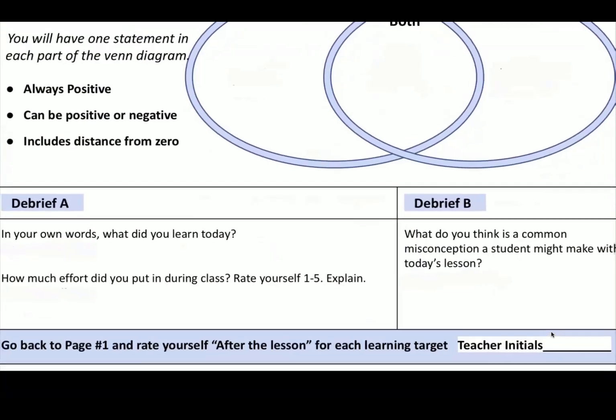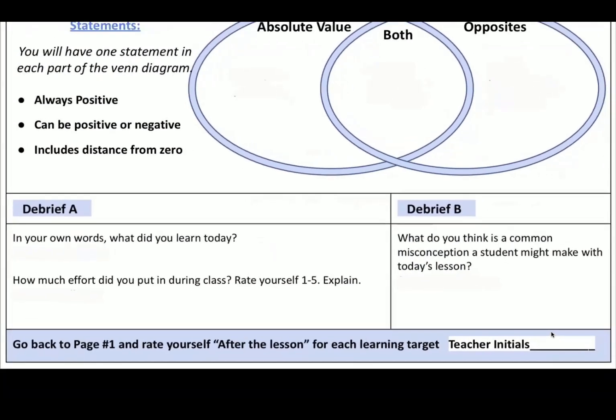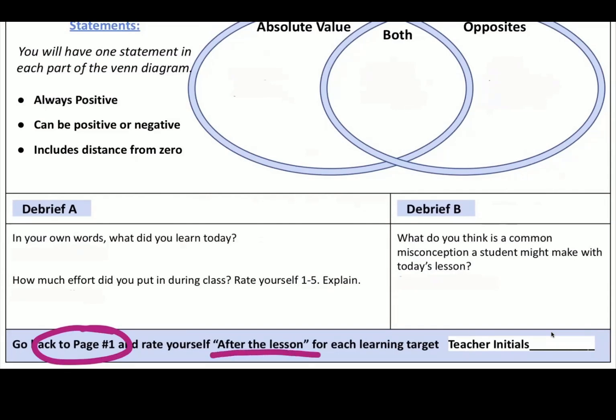Make sure you fill in the debrief. Okay, so in your own words, what did you learn today? How much effort did you put in during class? 1 is the lowest, 5 is the highest. And then what do you think is a common misconception or a common mistake a student might make with today's lesson? Once you finish page 6, you're going to go back to page 1. At the beginning of this lesson, we rated ourselves 1 through 5. Go ahead and rate yourself after the lesson for our learning targets.